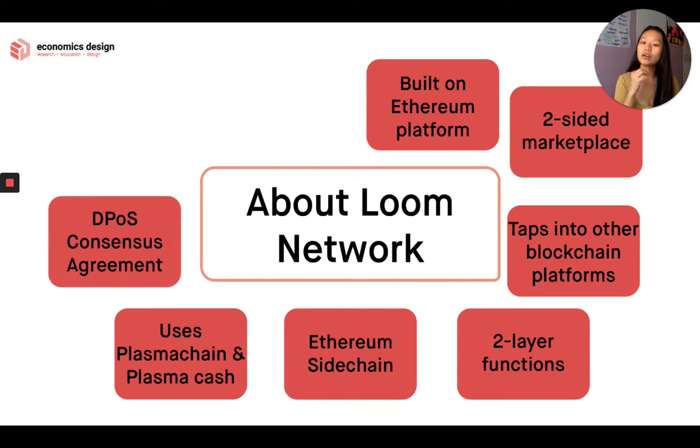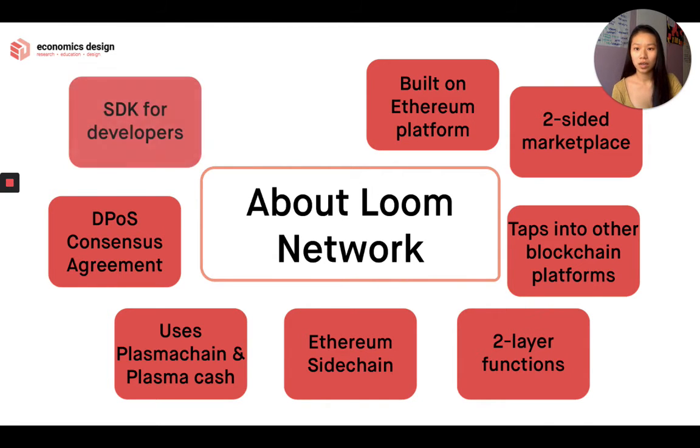It uses DPoS consensus agreement, as I mentioned. It uses delegated proof of stake. This is good because then it's a lot quicker. Transactions are quicker, and it's the goal of Loom. Sure, it's decentralization, but it's also important to have very quick throughput speeds. So it also has an SDK for developers.